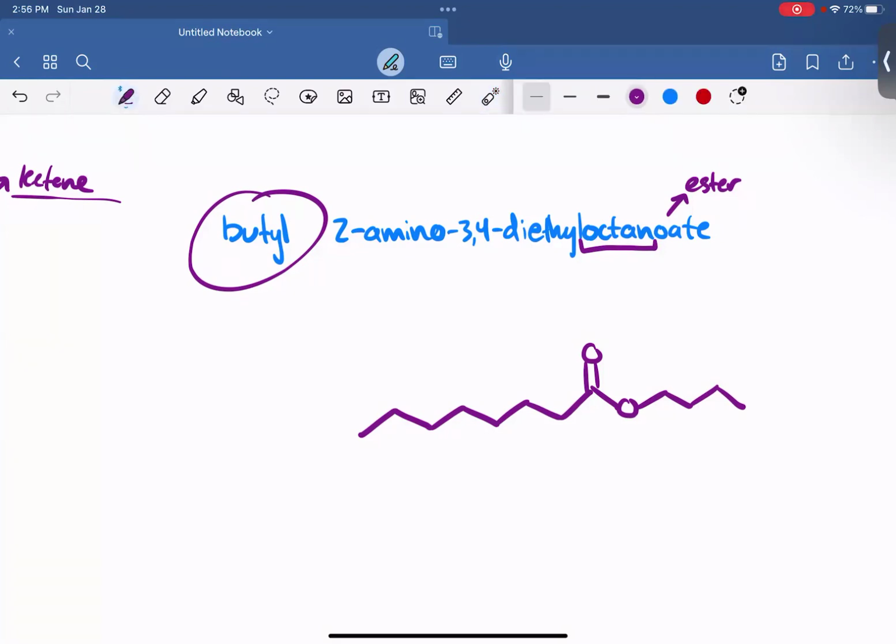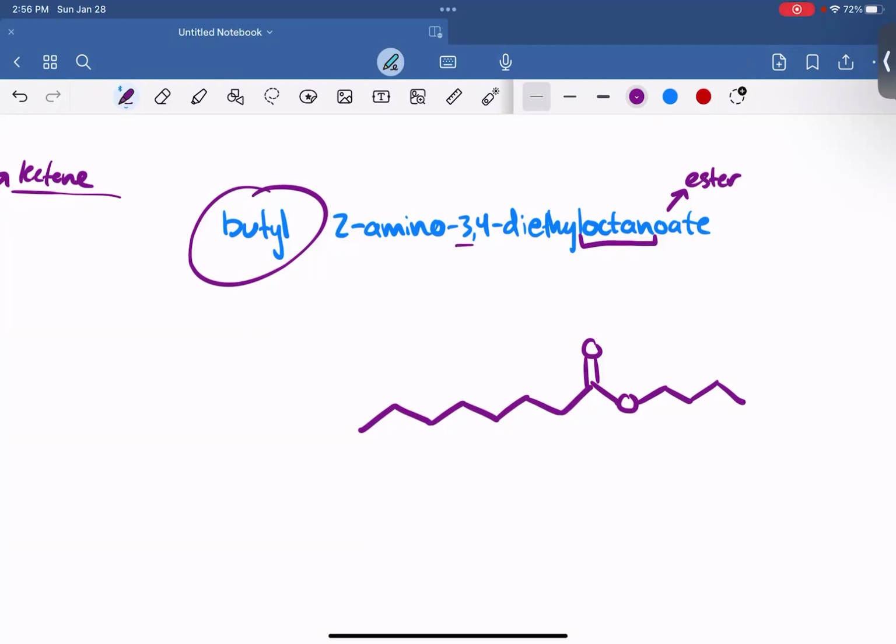Okay, so then all we have left is to add in our substituents. So on the 3 carbon and the 4 carbon, we have 2 ethyl groups. And where are they? One's on the 3 carbon, one's on the 4 carbon. 1, 2, 3, 4, 5, 6, 7, 8. Do you need a number every time? No, but it really helps me to make sure I'm putting them in the right spot.